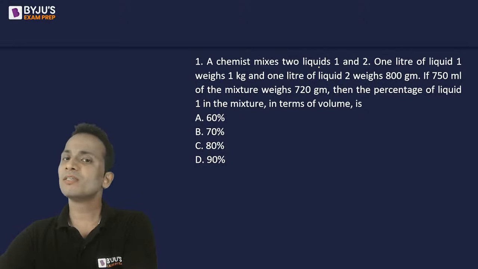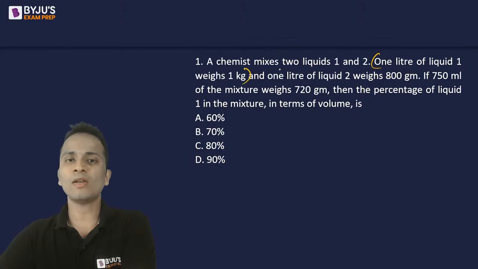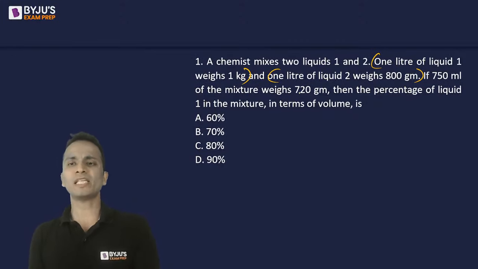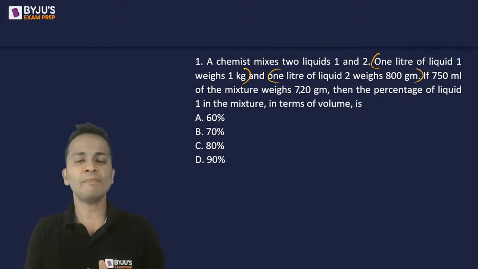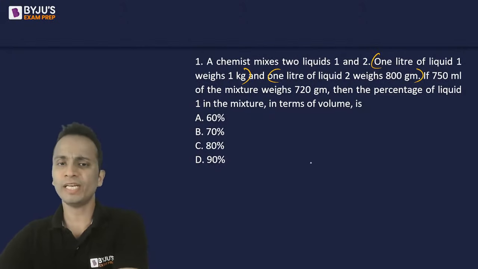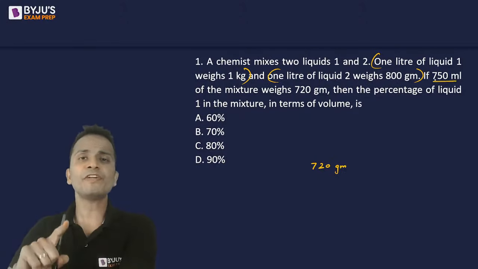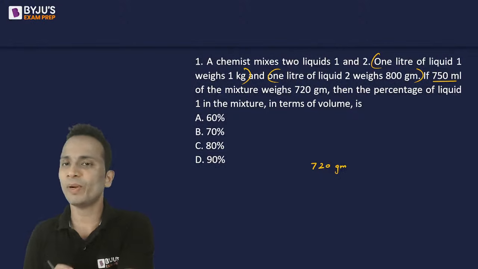Now the mixture is of two liquids, liquid 1 and liquid 2. 1 liter of liquid 1 weighs 1 kg and 1 liter of liquid 2 weighs 800 grams. Now these are mixed and 750 ml of mixture is obtained whose weight is 720 grams. Now 720 grams is the weight of the mixture. Now the volume of the mixture was 750 ml. 750 ml of mixture weighs 720 grams.